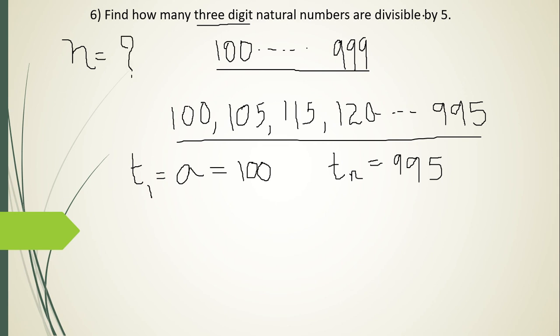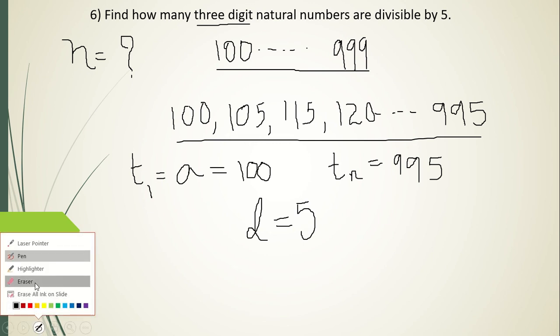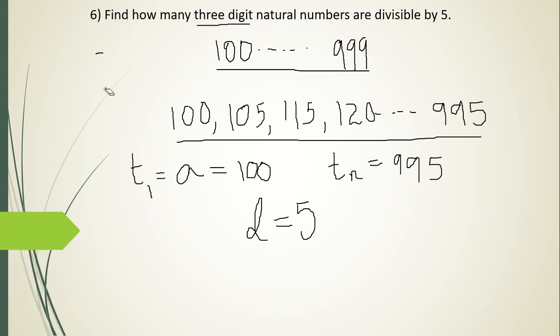How many 3-digit natural numbers are there? That we don't know, right? So we'll be using the same formula, and we are trying to find out. Here the difference will be 5, right? Difference is 5. Okay, so let's just try to find out what N is.